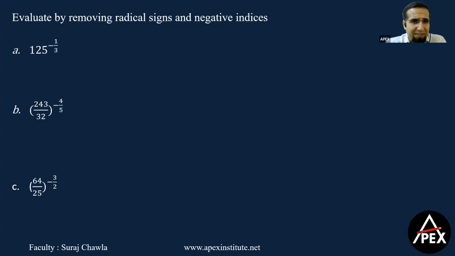Right, let's look at a few more examples, guys. 125 whole to the power minus 1 by 3. How do I handle this? Now, 125 is a 5 cube. Let's first simplify this. So I can write this as 5 cube within brackets minus 1 by 3. Clear? So this can be written as 5 to the power 3 into minus 1 by 3. So this 3 and 3 get cancelled, which means we get 5 to the power minus 1.